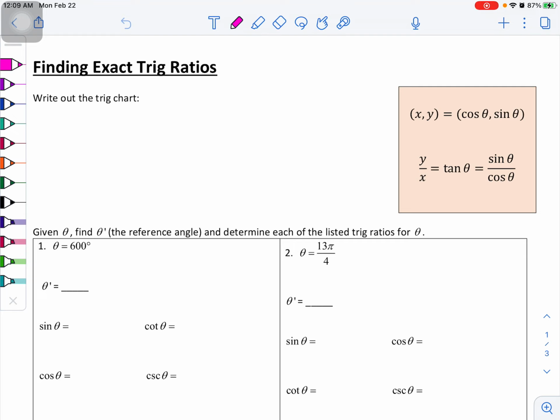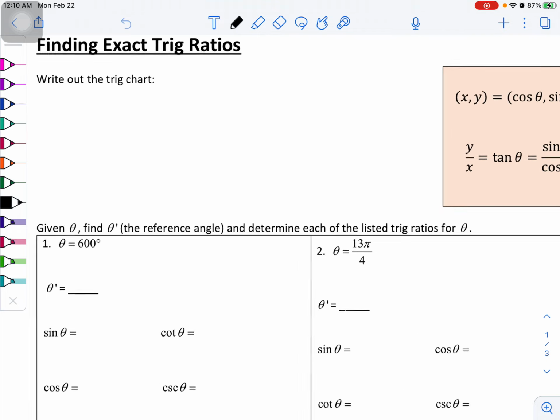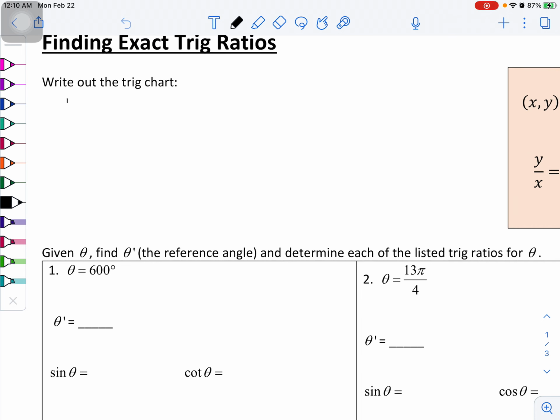All right, so in this video, we are going to actually start finding some exact trig ratios given angles that are either in degrees or radians that somehow refer to angles on the unit circle. So the first thing I always start by doing is I'm going to write out the trig chart, and I'm going to write out some additional information that always helps me.